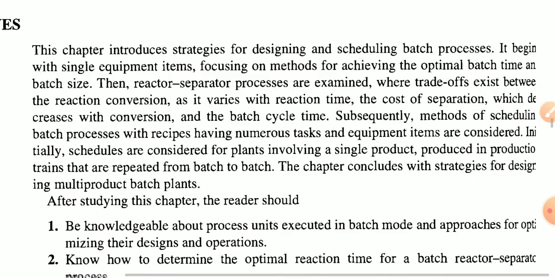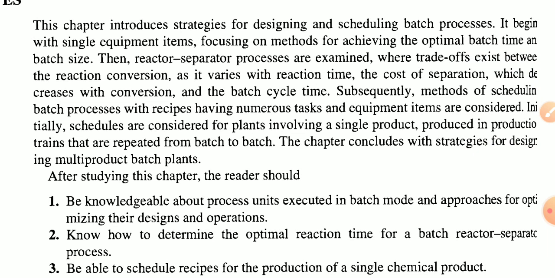Simply, this chapter introduces some strategies for designing and scheduling batch processes. It begins with a single equipment item, focusing on methods of achieving the optimal batch processing time and the batch size, and then reactor separator processes are examined, where trade-offs exist between the reaction conversion as it varies with the reaction time, the cost of separation, which decreases with the conversion and the batch cycle time.